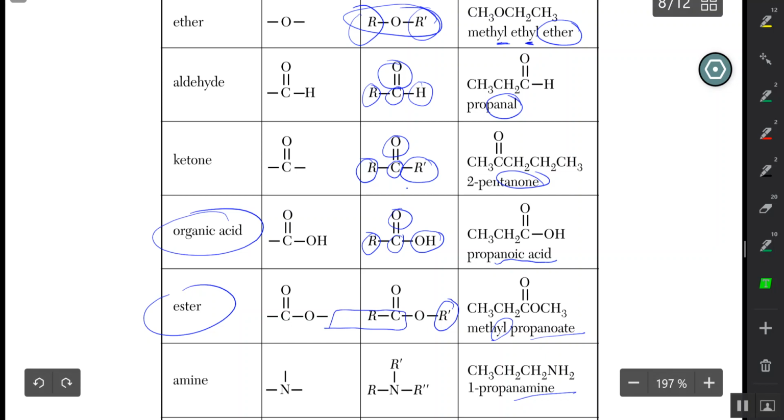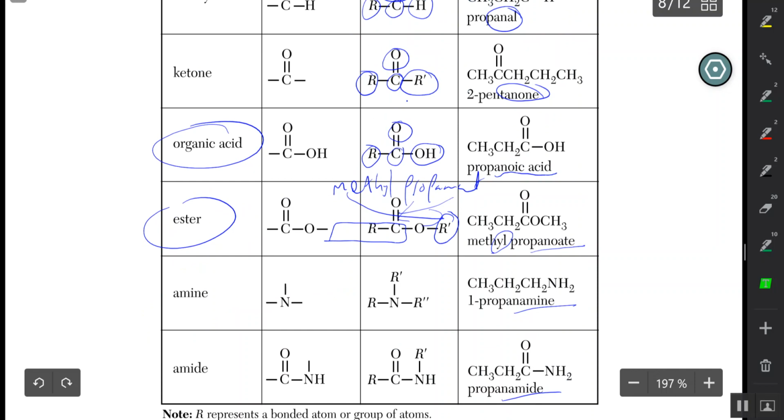Esters are a little weird. So if this was methyl propanoate, this here would be your propanoate, and that there would be your methyl.